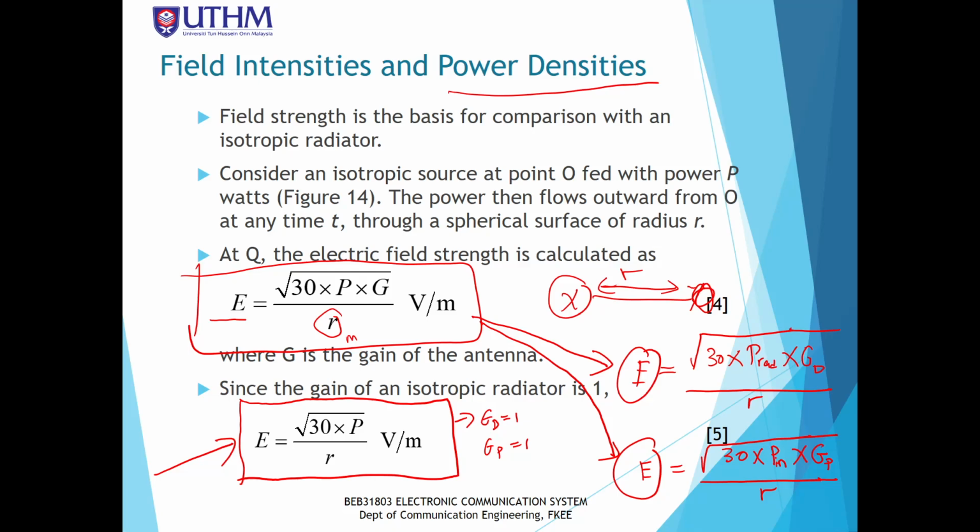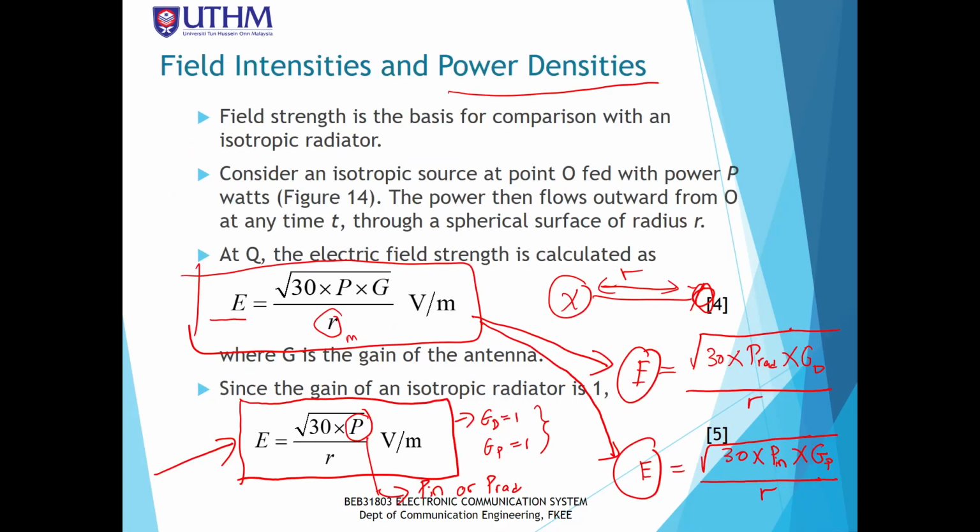Ini adalah sifat-sifat isotropic radiator yang mana dia punya gains bersamaan dengan 1. So when the gains equal 1, therefore the E field for the isotropic radiator is equal to square root of 30 times P divided by R. So this P doesn't matter. This P can be P input or P radiation. Akan menghasilkan jawapan yang sama. Okay, because both of these equal 1. So we're going to see an example later about this.